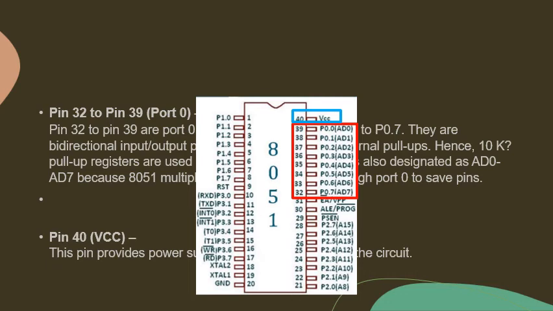Port 0 is also designated as the address and data multiplexed lower order bus, that is AD0 to AD7, because 8051 multiplexes address and data through port 0 to save pins. Pin 40. This pin provides the power supply voltage, that is 5 volts is connected to pin number 40.